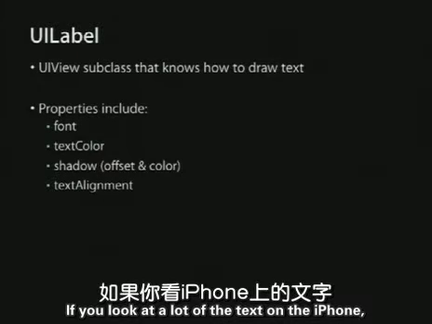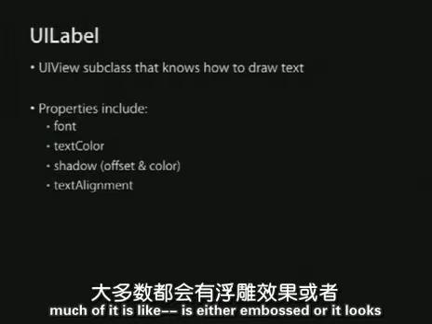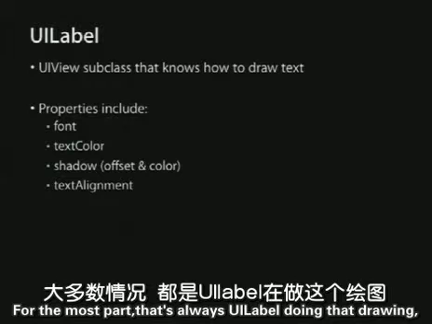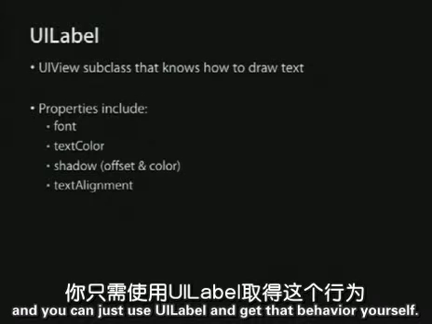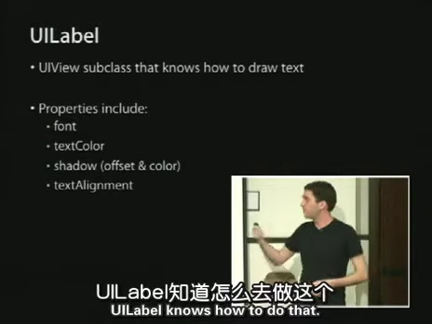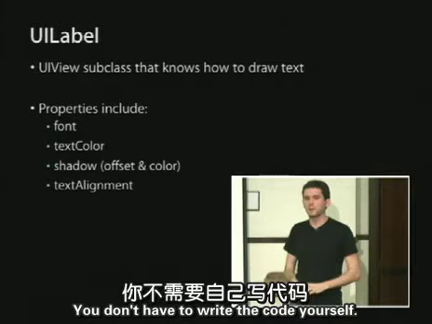If you look at a lot of the text on the iPhone, much of it is either embossed or looks like it has a little shadow. For the most part, that's UILabel doing that drawing, and you can just use UILabel and get that behavior yourself. You can draw a little black or white shadow behind your text. UILabel knows how to do that. You don't have to write the code yourself.